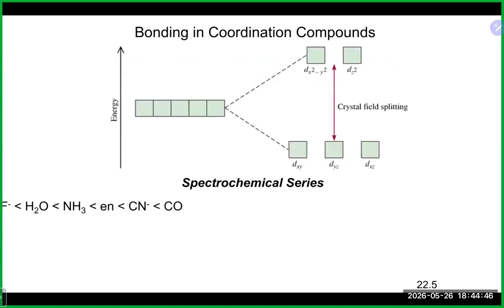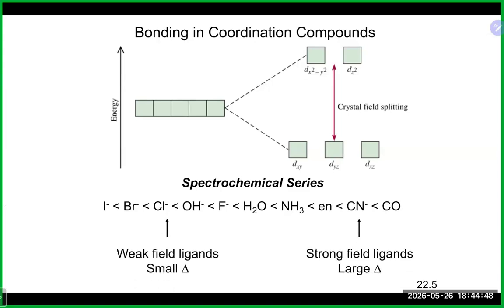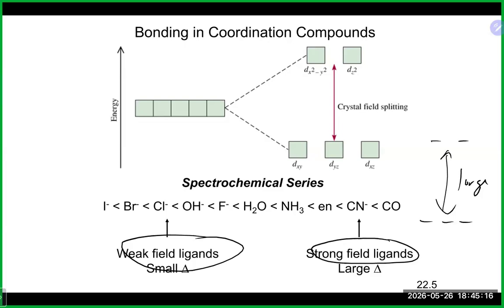So let's talk about how do we know how the splitting is going to occur in this case. And it is based off of what ligands are present. This is a spectrochemical series. And on one side, we have strong field ligands. And strong field ligands will cause a big separation, a large separation between the lower and the upper d orbitals. Over here we have weak field ligands on the left, and these will cause a much smaller separation between the upper and lower d orbitals.